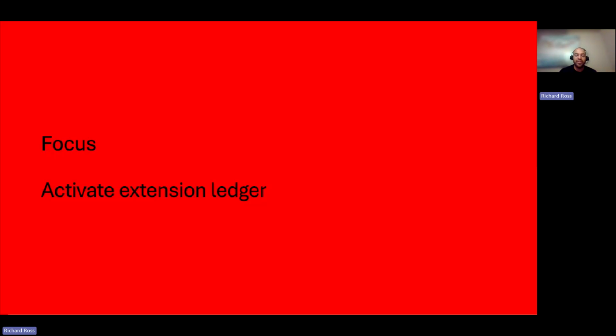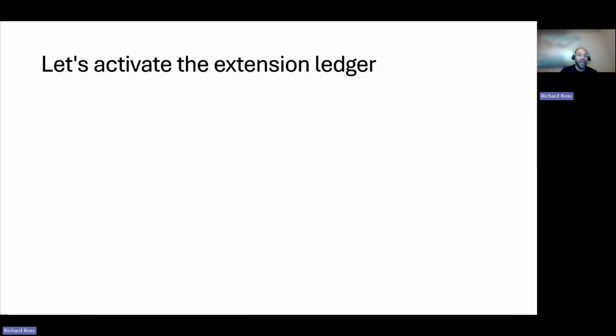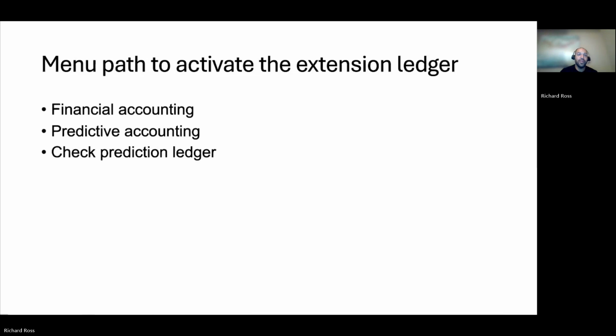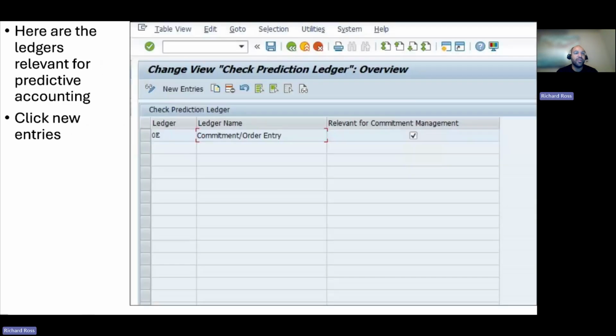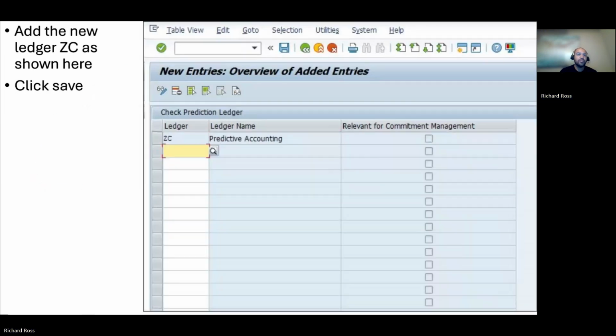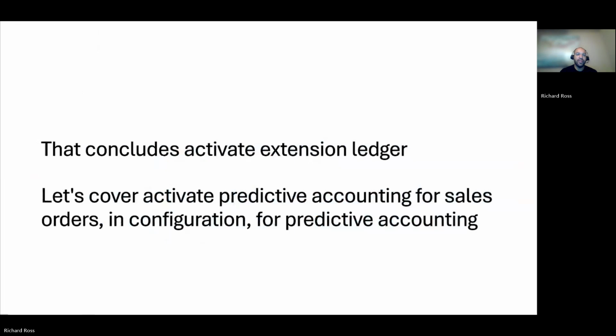Focus, Activate Extension Ledger. Let's activate the extension ledger. Menu path to activate the extension ledger: financial accounting, predictive accounting, check prediction ledger. Here are the ledgers relevant for predictive accounting. Click New Entries. Add the new ledger ZC as shown here. Click Save. That concludes Activate Extension Ledger.